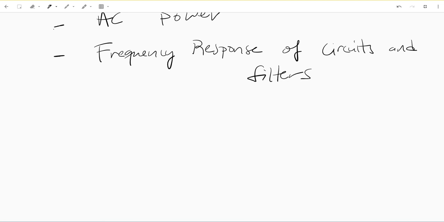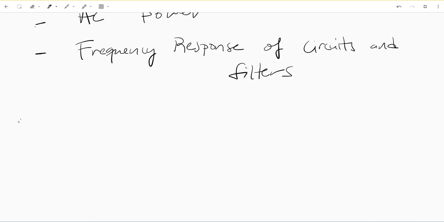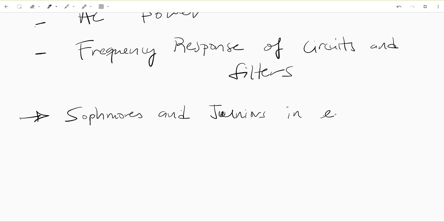So, who is this course geared to? This course is geared to sophomores and juniors in electrical and or computer engineering.